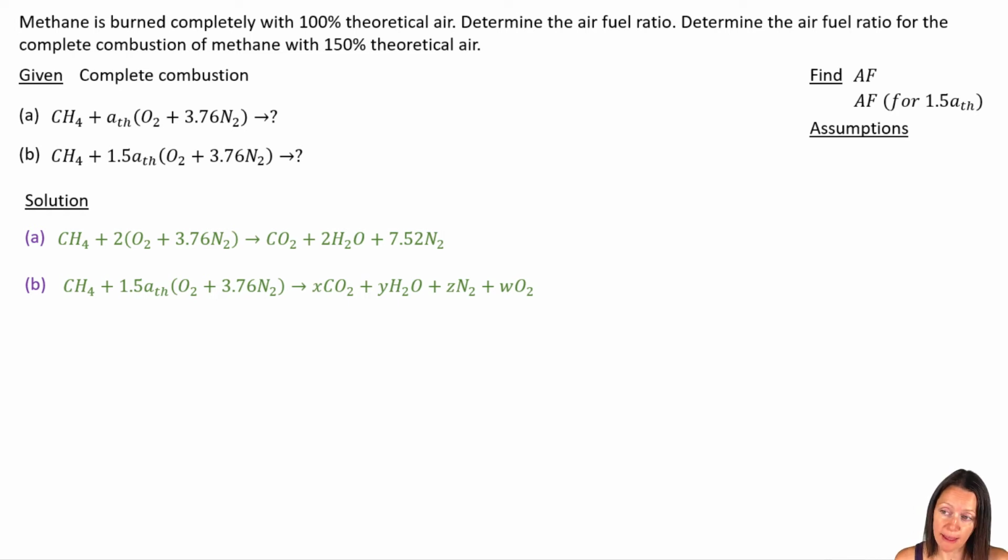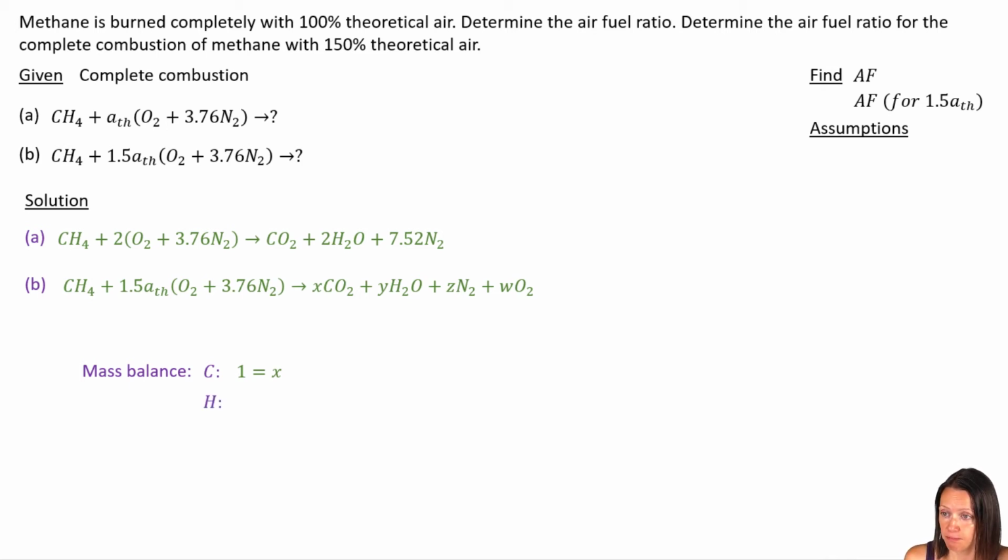So I've multiplied the A sub TH by 1.5, and then the other way that this has changed is I've added an oxygen on to the product side. So I do need to resolve for X, Y, Z, and now W on the product side, and I'm just going to do another mass balance. So for carbon, I still see that 1 is equal to X. There's 1 carbon in the methane, X carbon in the CO2.